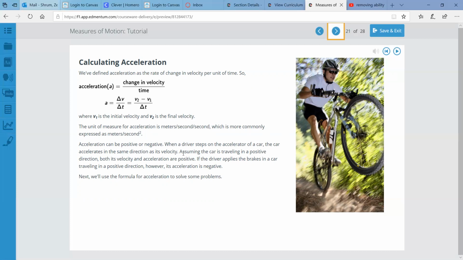So, assuming the car is traveling in a positive direction, both velocity and acceleration are positive. But if you brake, the acceleration is negative because your change in velocity is negative, right? And we'll see that in a few more problems.